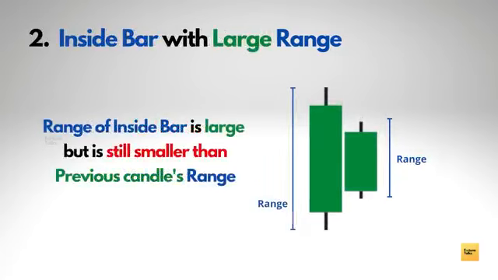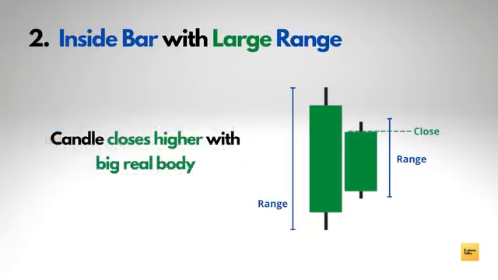The second type is the inside bar with a large range. Now you can have an inside bar with a large range. So this is still an inside bar as the range of the candle is covered by the previous candle. But in this case, you will notice that the range of the inside bar is too large. Now, depending upon the close of the inside bar, this could either represent an indecision in the market or a reversal in the market. Now let's see an example each for the long range candles of these types.